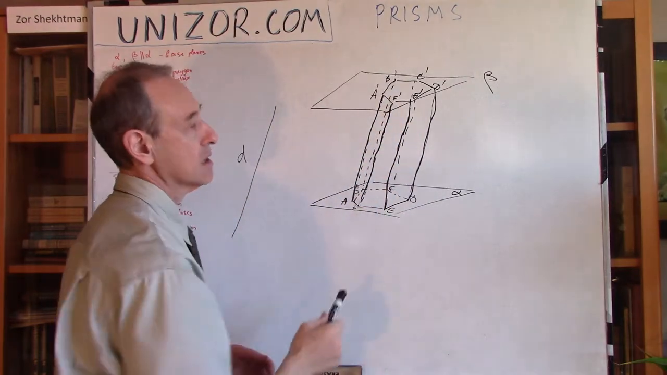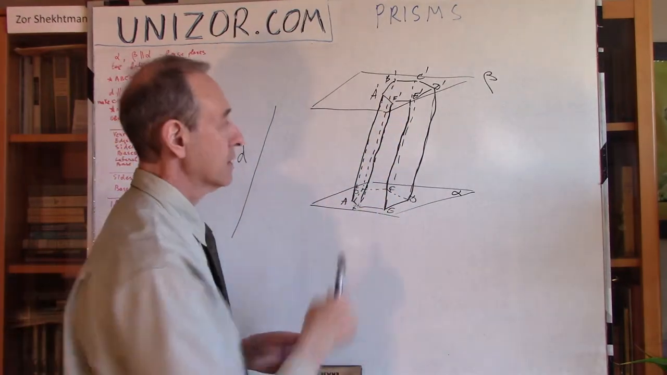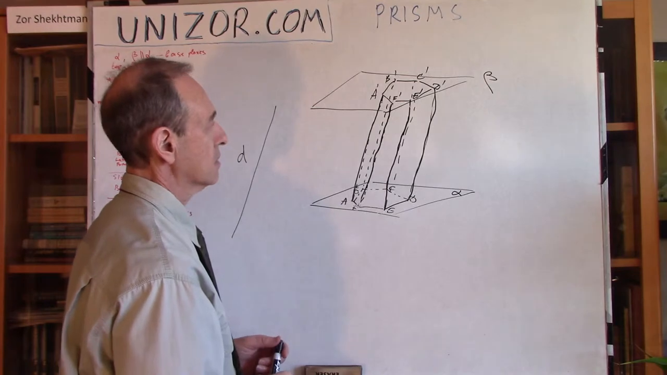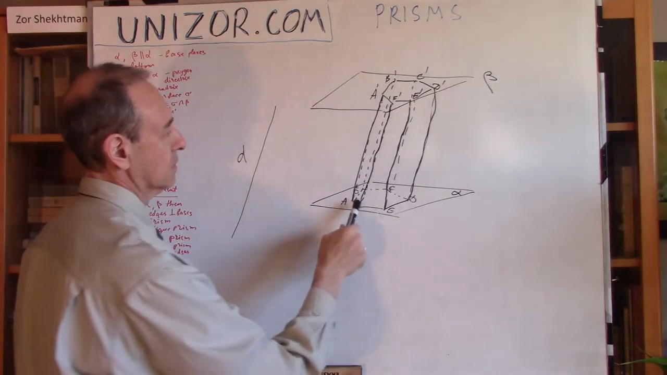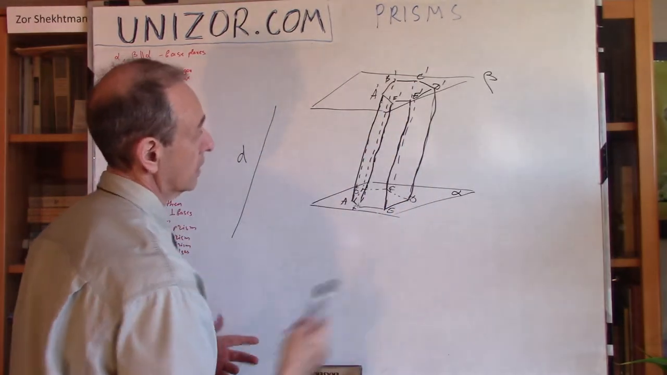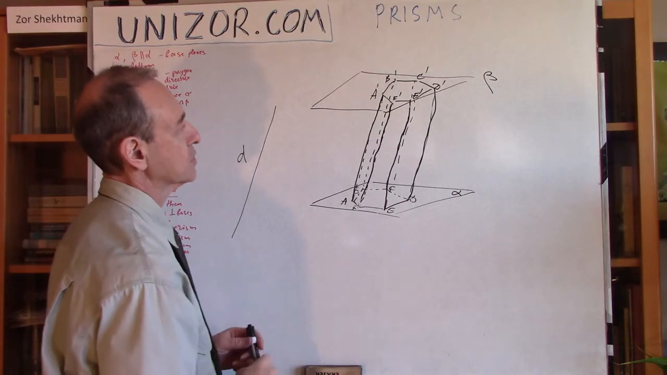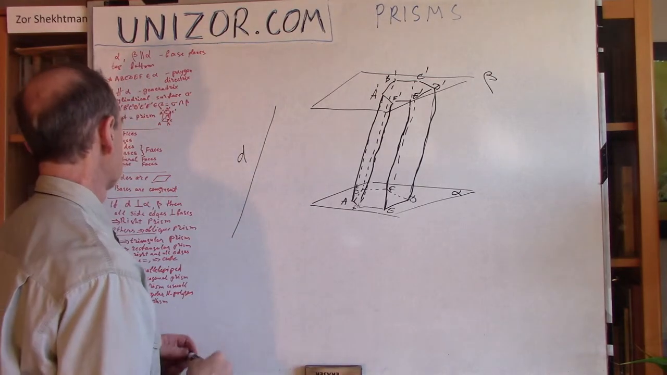Obviously, the two base polygons are congruent to each other. Again, it's all the consequence of every side being a parallelogram, for instance, and some other properties of the angles.